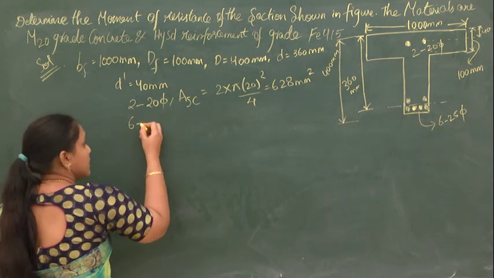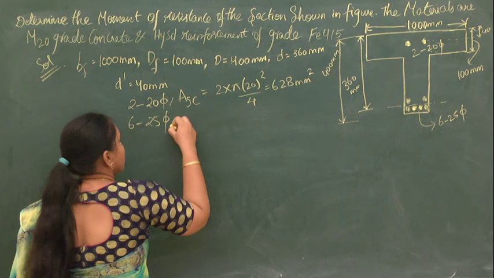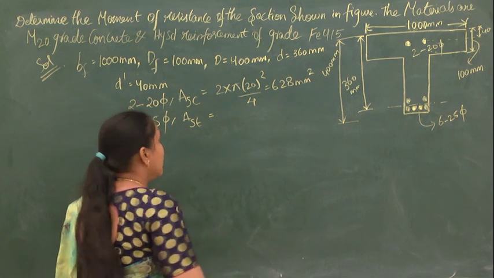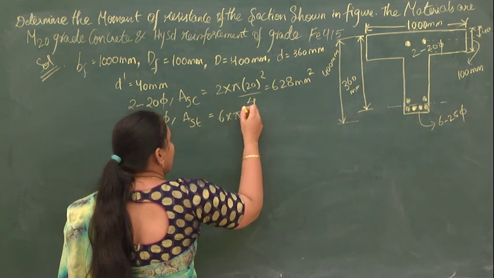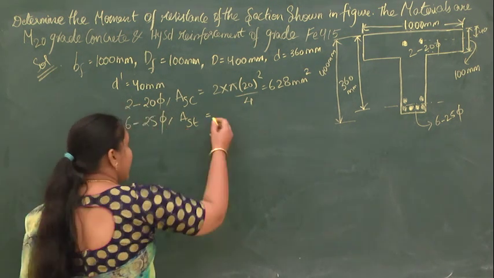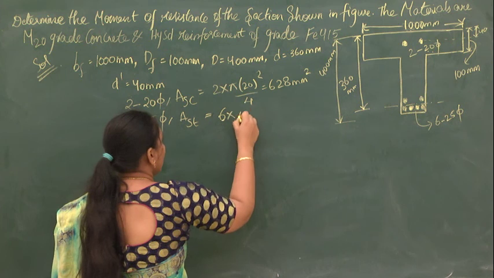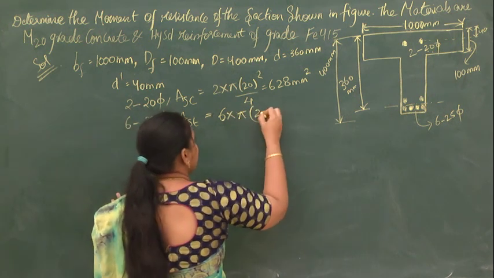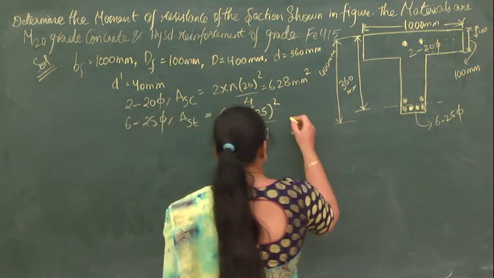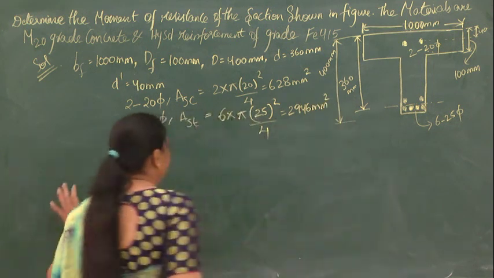And how many bars are provided on the tension side? You can see 6 bars are provided, the dia of each bar being 25 mm. So from this what can you calculate? You can calculate the area of the tensile steel. So how will you calculate? The area of tensile steel AST is equal to the number of bars, 6, into pi into 25 whole square divided by 4. If we calculate this, we will get a value of 2946 mm square.